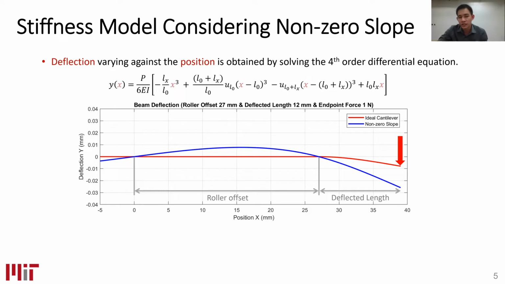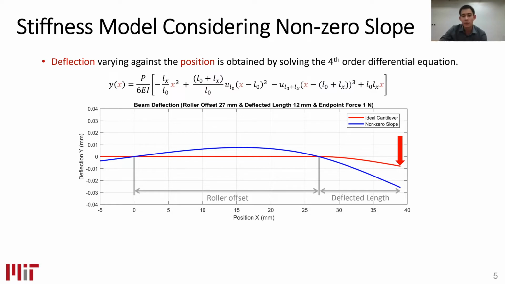For the ideal cantilever support, you can see the 0 slope at the left pair roller when x equals 0, and at the right pair roller when x equals L0, we have 0 slope. And we just see the deflection in the deflected length between the right pair roller and the applied force position.